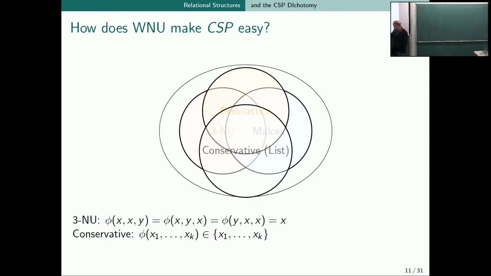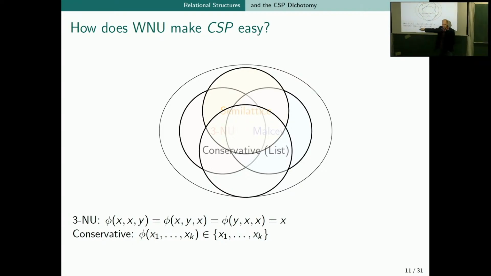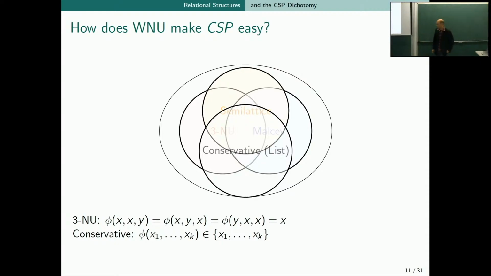When we're dealing with the list problem, all our polymorphisms have this property that the image must be one of the original entries, simply because of all these unary relations. So when we have conservative semi-lattice polymorphisms, there's something called a min polymorphism. It's a very strong weak near unanimity polymorphism. And so here's how I would decide a list problem if I have a min polymorphism on my target.